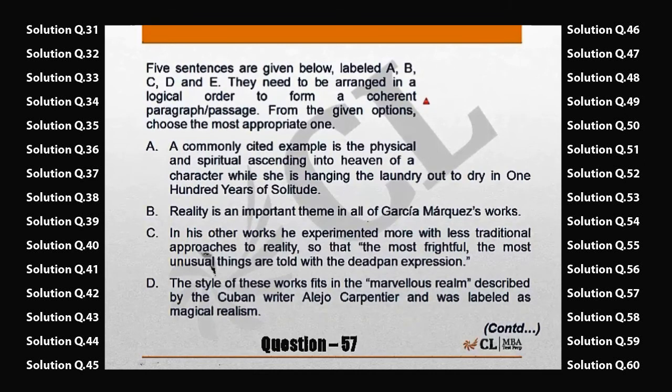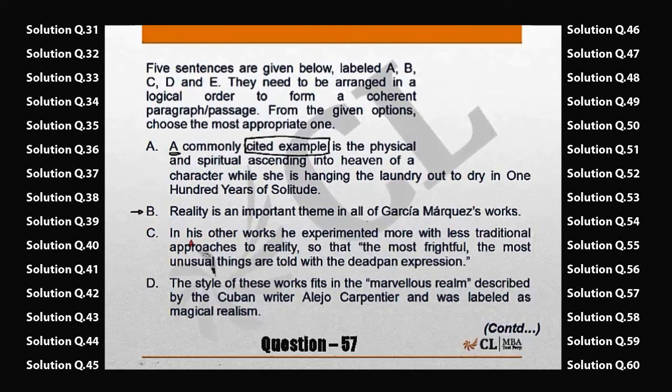Let's look at question number 57. Again, we'll try for connection, but let's analyze each of these. A commonly cited example is the physical. So there's an example to something. It needs support. A commonly cited example to something is a physical and spiritual ascending into heaven of a character while she is hanging the laundry out to dry in One Hundred Years of Solitude. Reality is an important theme in all of Garcia Marquez's work. So this is a statement in itself. Does not seem any connection, but we'll not say that this is going to start with B or something. That'll be a mistake. Just leave B as it is.